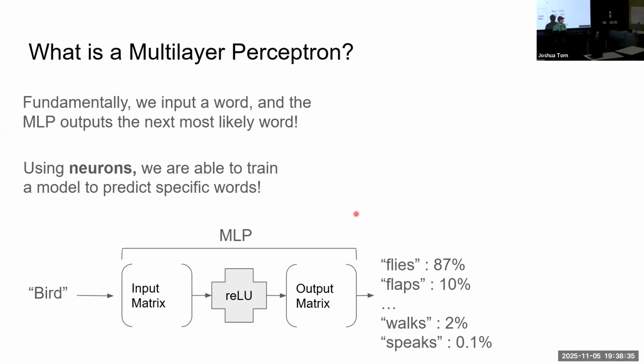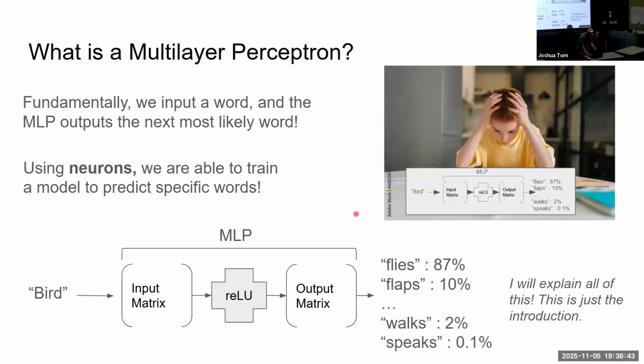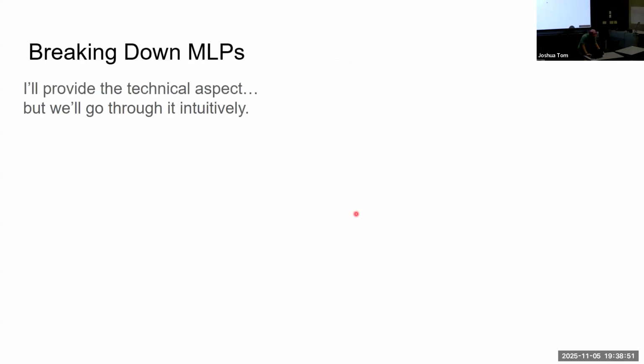We take the word bird, run it through the input matrix, run it through something called ReLU, run it through an output matrix, and then we get a word distribution. It's a lot, but it's not as bad as it looks. So even though I said we weren't doing math, I'm going to show some of the technical parts because it's not as bad as you think, hopefully.